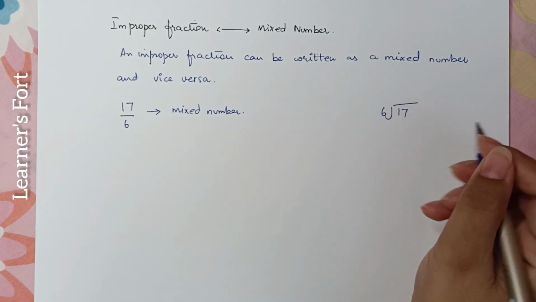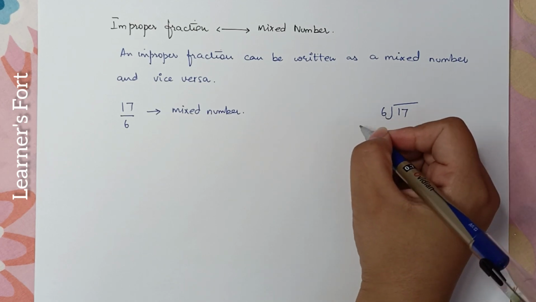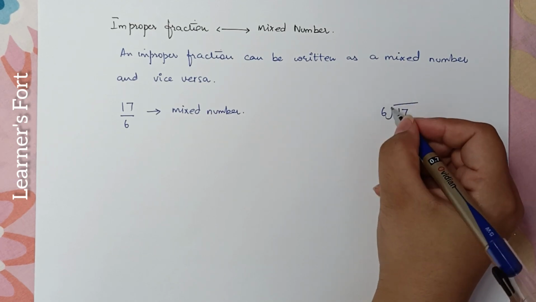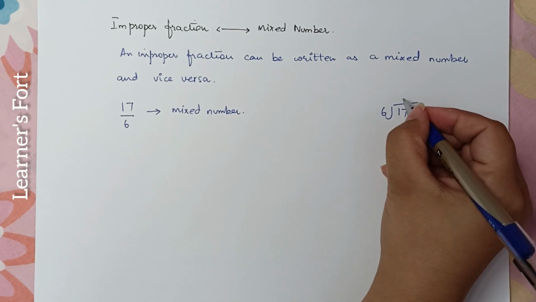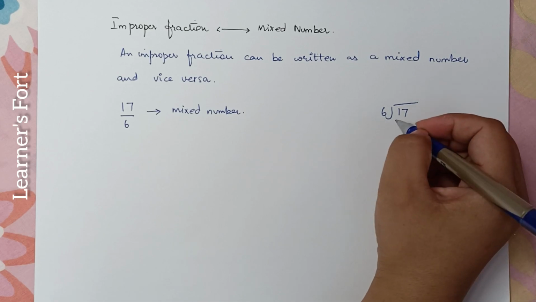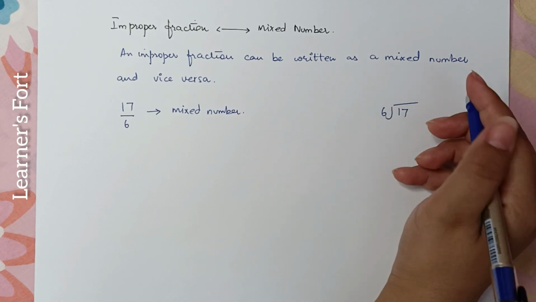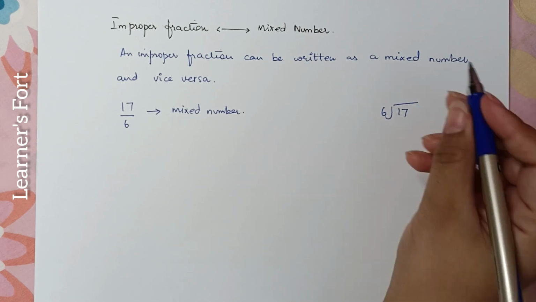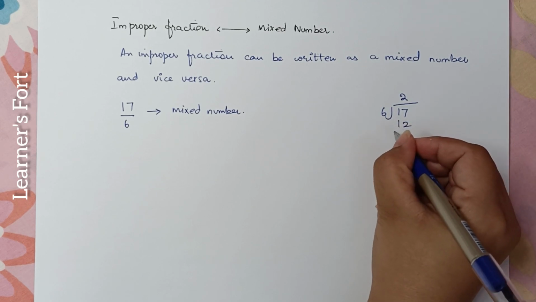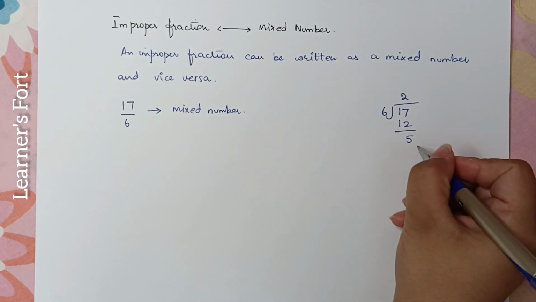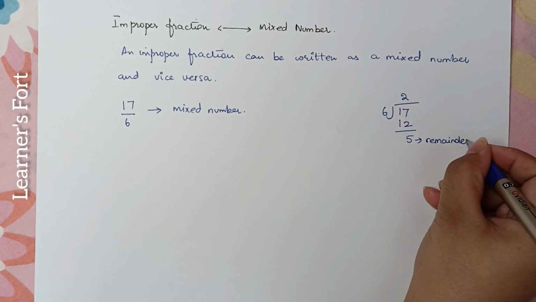17 by 6? The numerator is written inside and the denominator is written outside. Okay, so we're going to divide the numerator, the number 17, by 6. So how many times is 6 in 17? Since 17 does not come into the table of 6, we're going to write the nearest possible number, which is 6 times 2 is 12. Now we have 5 as a remainder, right? So 5 is the remainder.